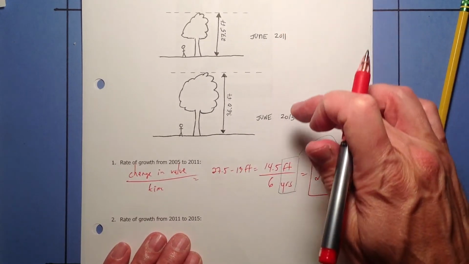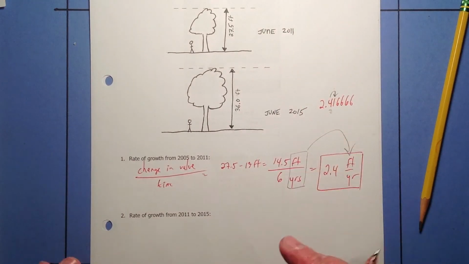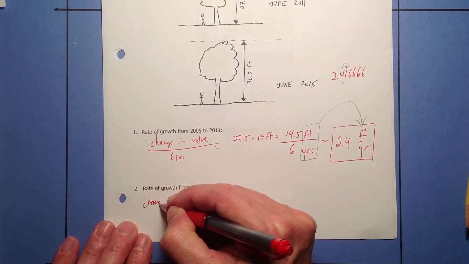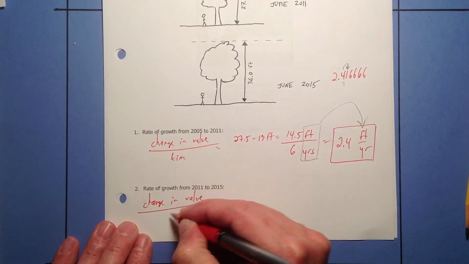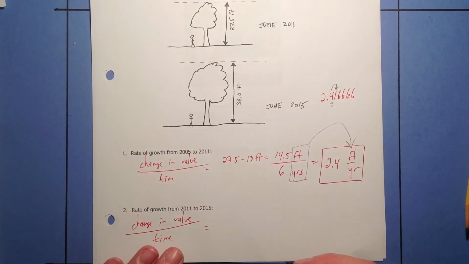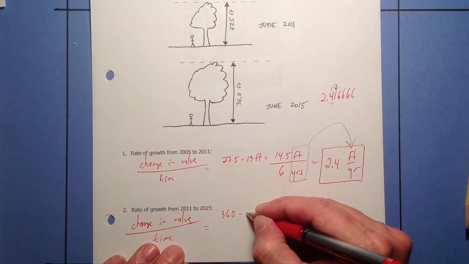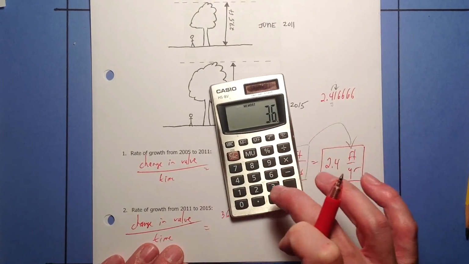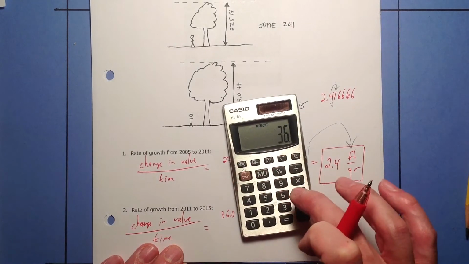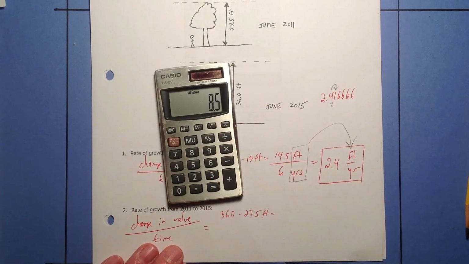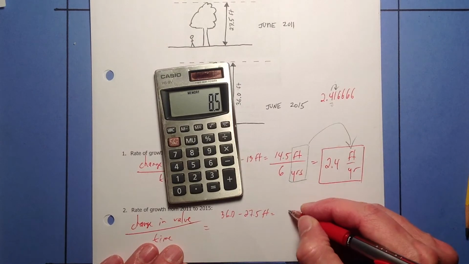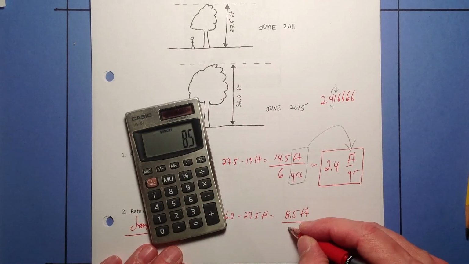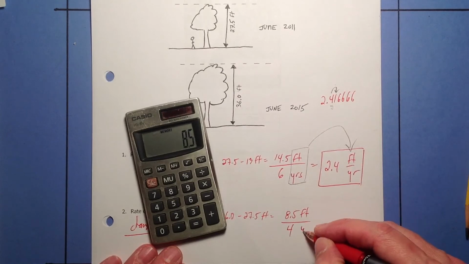The next time frame is 2011 to 2015. What is the rate during that time? Is it growing the same rate, more or less? So in this case, again, same formula, change in value divided by time. And here I'm doing 36.0 feet minus 27.5 feet. 36 minus 27.5 equals 8.5, is that right? Yeah, 8.5 feet. And the time from 2011 to 2015 is 4 years. Okay, 15 minus 11 is 4 years.